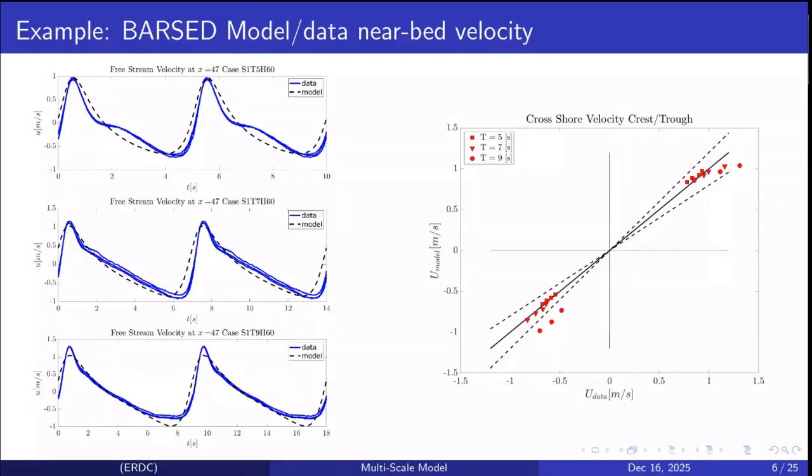And just as a way of checking whether or not we have this wave shape right, we're looking at the extrema, so the crest and the trough values for the cross-shore wave orbital velocity. And they're shown as a 1-to-1 plot here in the right-hand panel. So you can see for the crest, we're actually doing very, very well, meaning that the predicted crest values are very similar to the measured crest values.